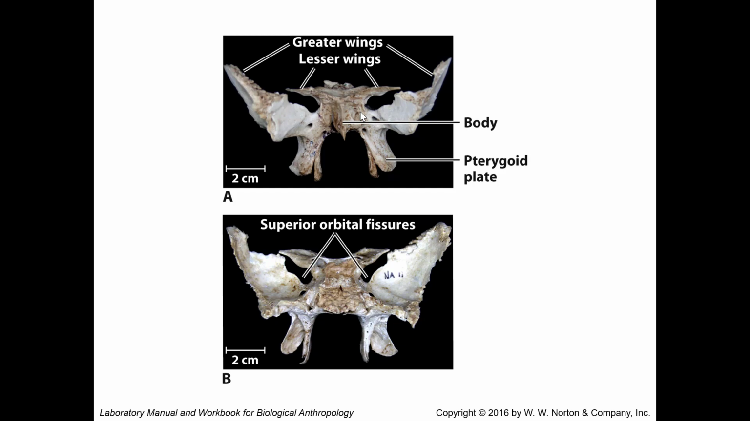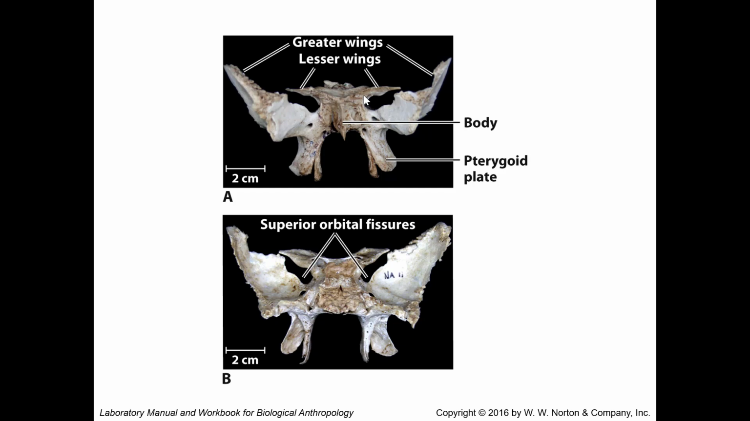After that, you've got the 2 greater wings. So you've got one here. The 2 greater wings are anterior to the temporal bones, and you can see them through the eye orbits. After that, you've got your 2 lesser wings, so one right here and one right here. They are much smaller, and they provide partial support for the anterior of the brain.